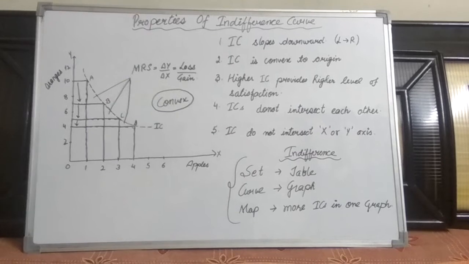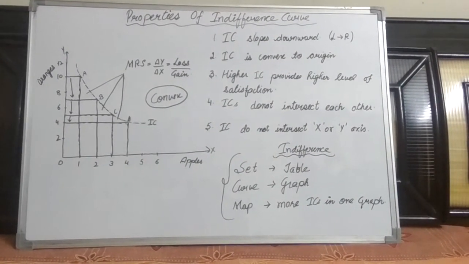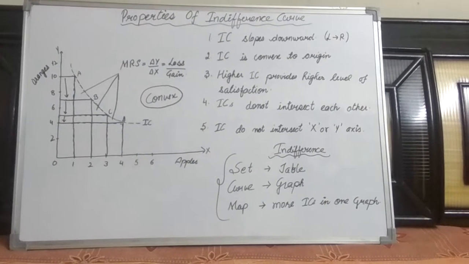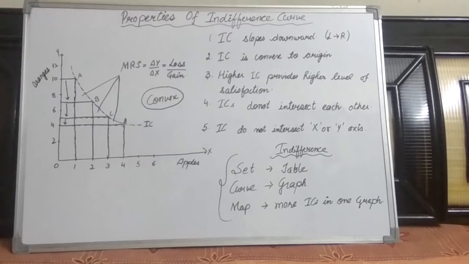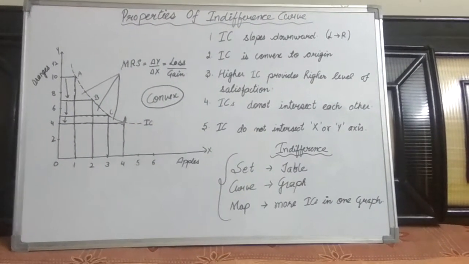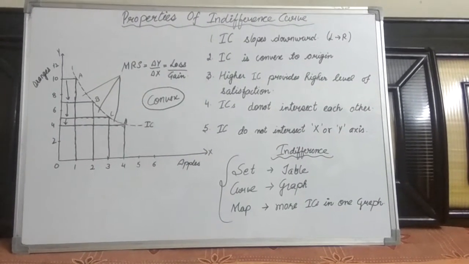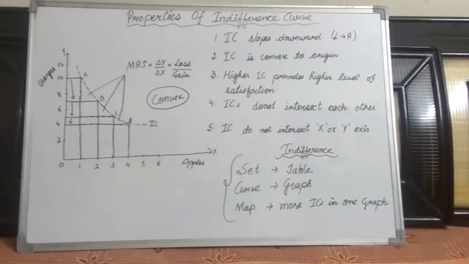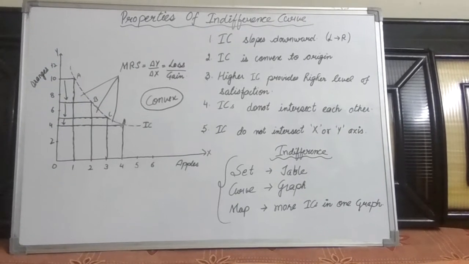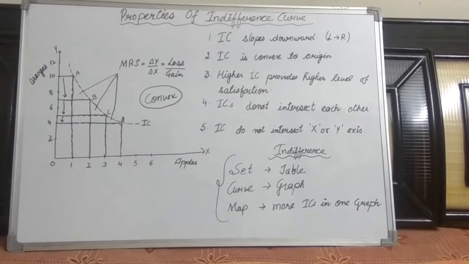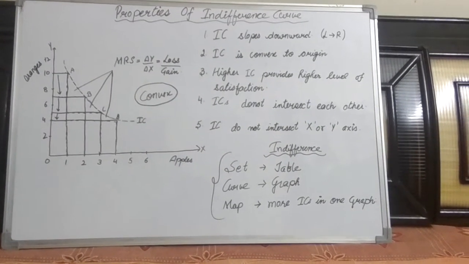Now let's proceed further with these properties to know about the slope, shape, and the various reasons why the curve slopes downward, and many other properties. So the very first is that the IC slopes downward from left to right. As is clear from the figure, if we start from the origin and plot points A, B, C, and D, the curve is moving downward.